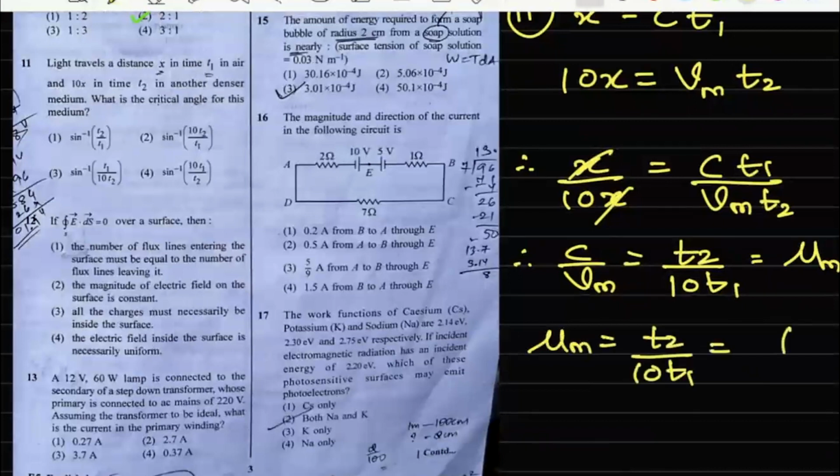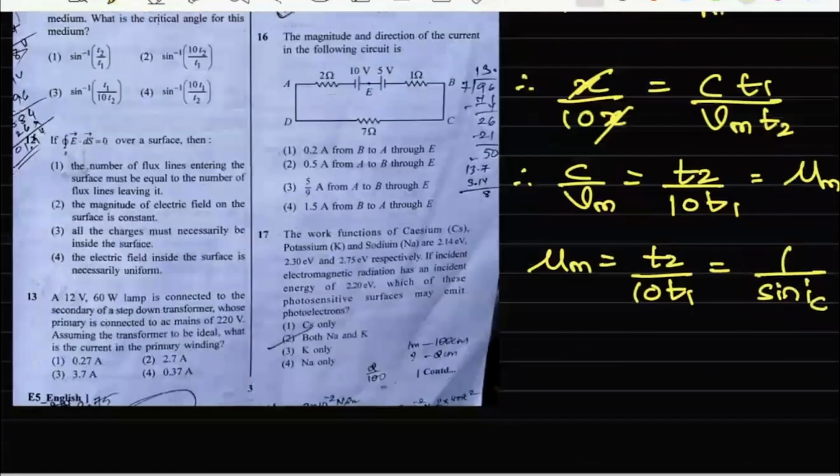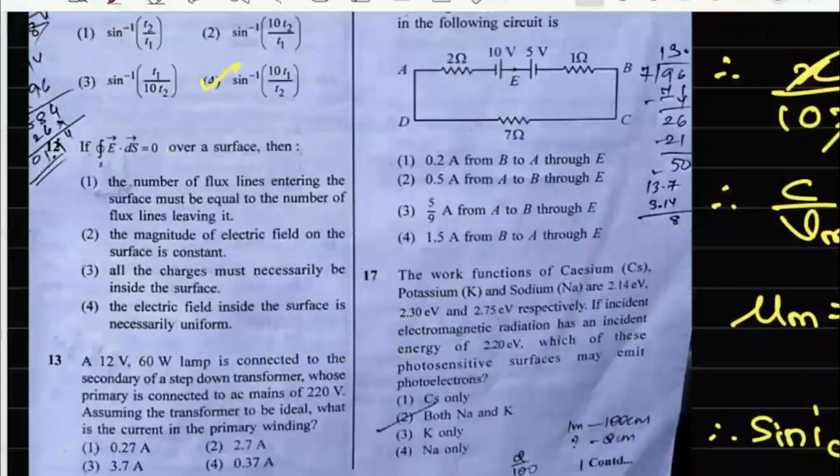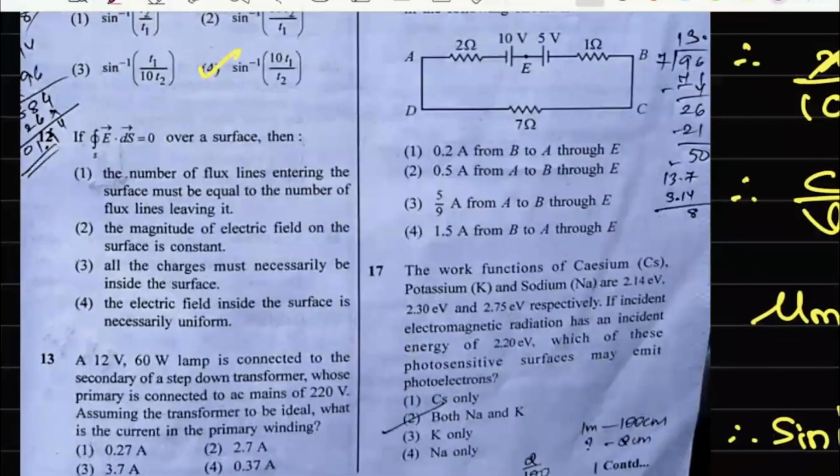But refractive index also has a formula for denser with respect to air: 1 upon sine of the critical angle, and that's what they are asking us. They are asking us what is the critical angle. So I'm going to get sine IC is going to be 10 T1 by T2, or IC is going to be sine inverse of 10 T1 by T2. So it seems to be this option number 4 here. Sine inverse of 10 T1 by T2. Yes. Okay. Number 12. The closed loop integral of E bar dot ds bar is equal to 0 over a surface. This is related to our Gauss theorem.